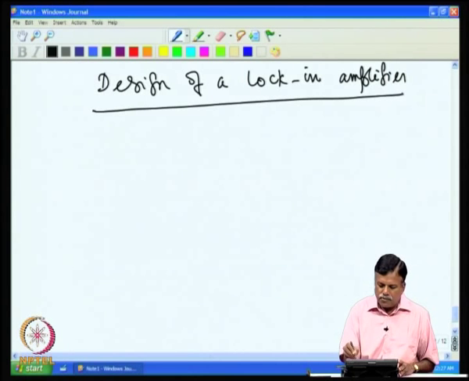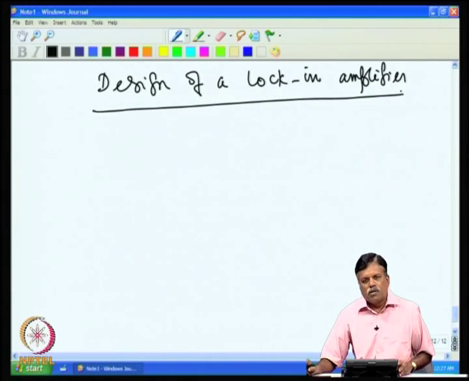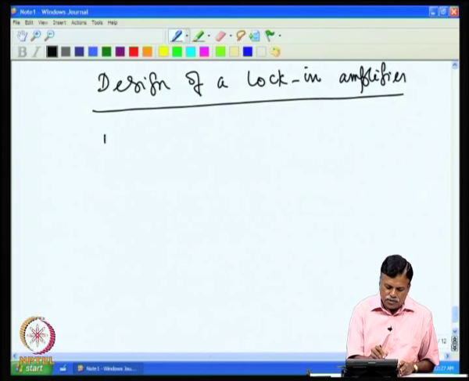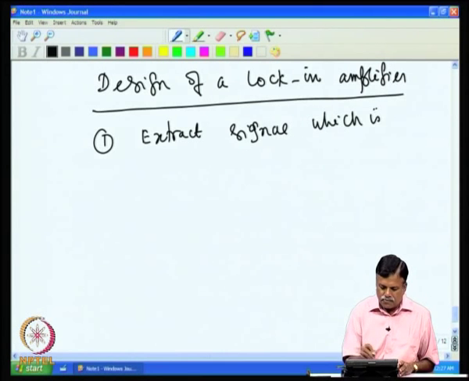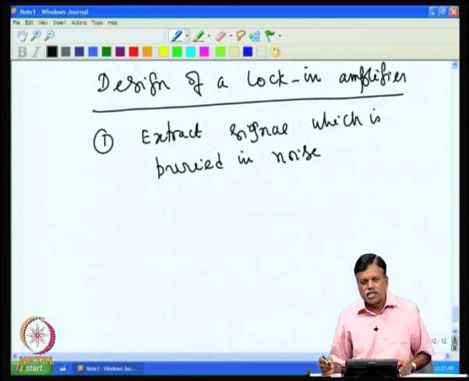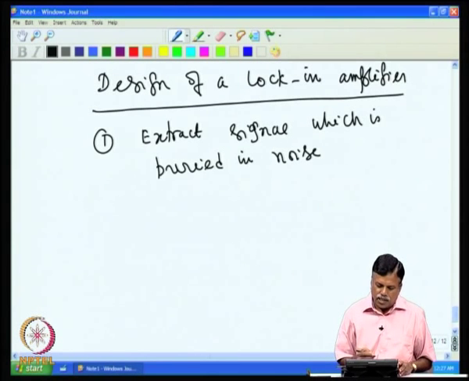Now, the lock-in amplifier originally was used only to extract the signal which is buried in the noise, and also the lock-in amplifier concept is used to separate out in phase and out of phase components. So, basically the lock-in amplifier is used to extract a signal which is buried in noise. A typical example would be that if the noise is 1000 times more than the signal, you can still extract the signal without much difficulty. For that purpose only the lock-in amplifier is used.